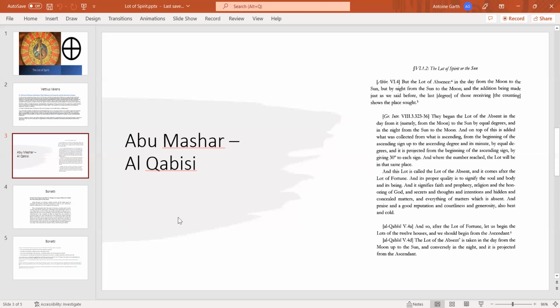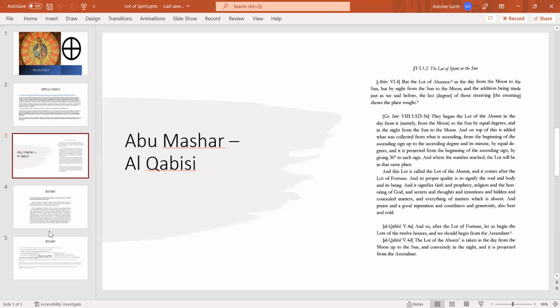So we should look, because it's not just what the person believes in faith and prophecy, but it's also secrets and thoughts and intentions and hidden and concealed matters and everything of matters which is absent. And praise and a good reputation and courtliness and generosity, also heat and cold. Bonatti copies this almost 100% when we get to him.